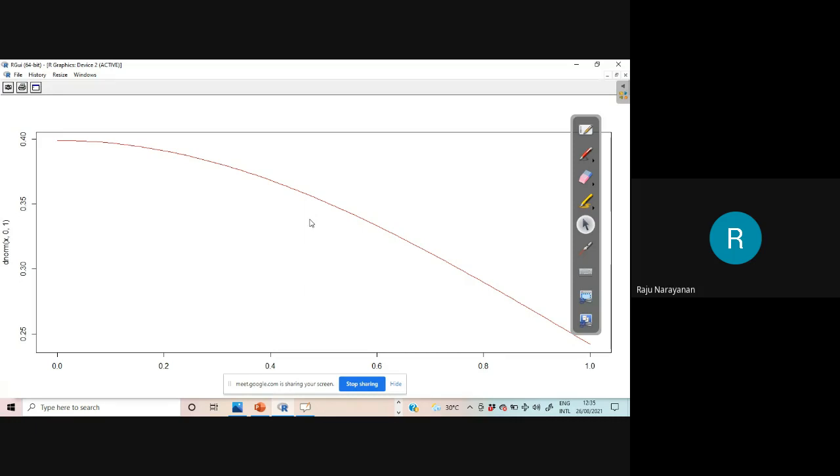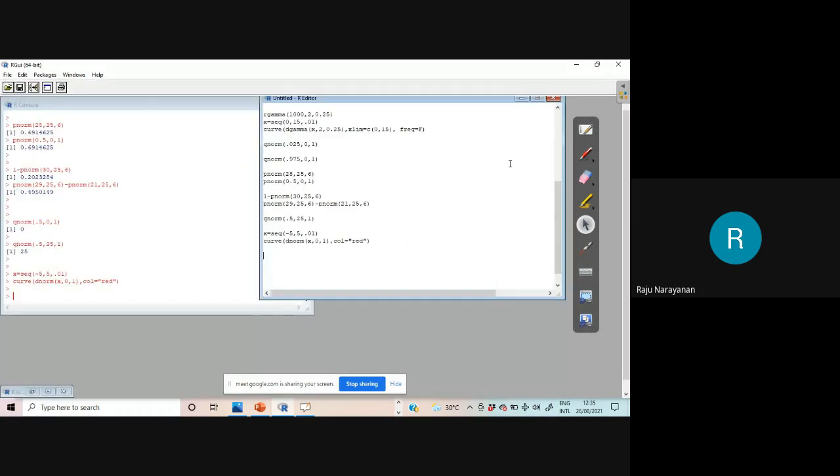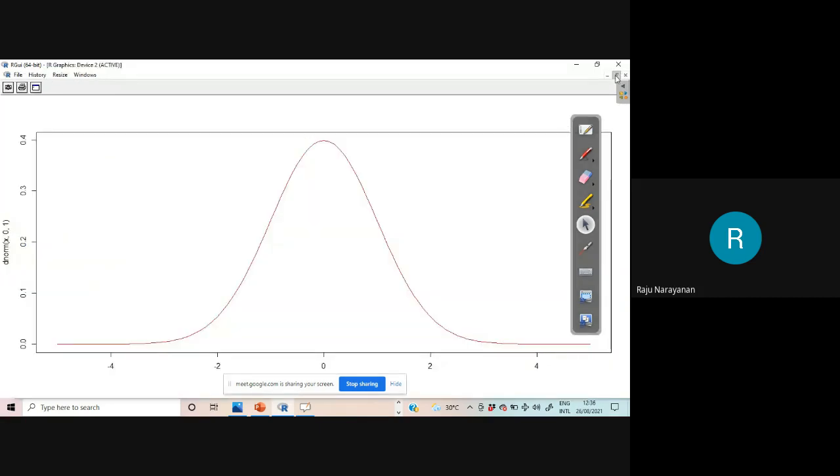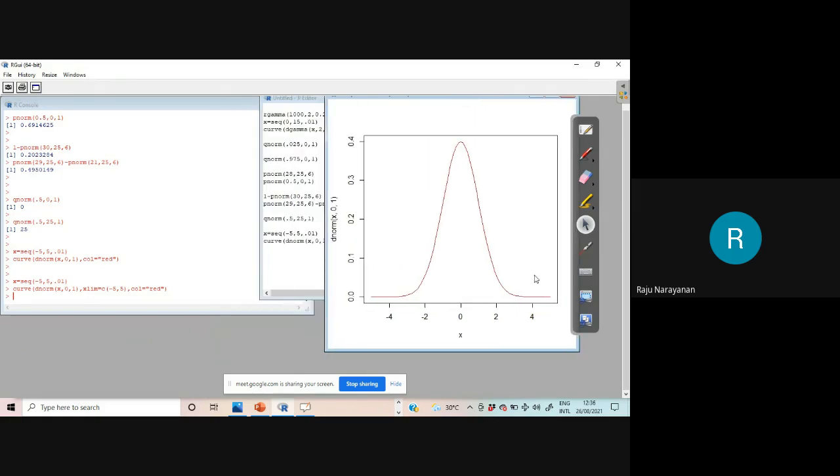Why is it like this? dnorm x, 0, 1. x limit is equal to c of minus 5 to 5. Denominator correct, x correct. Yeah, this is our standard normal distribution.